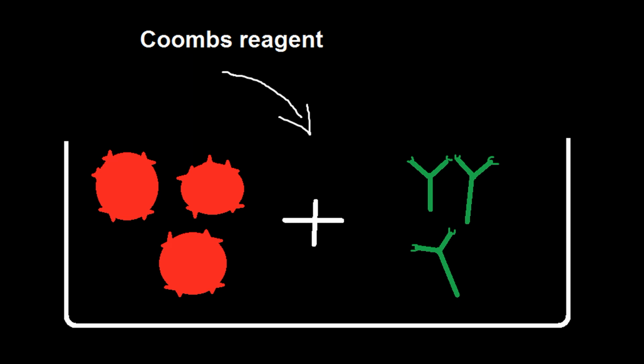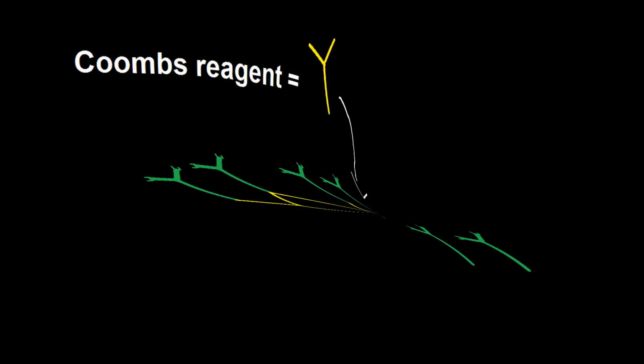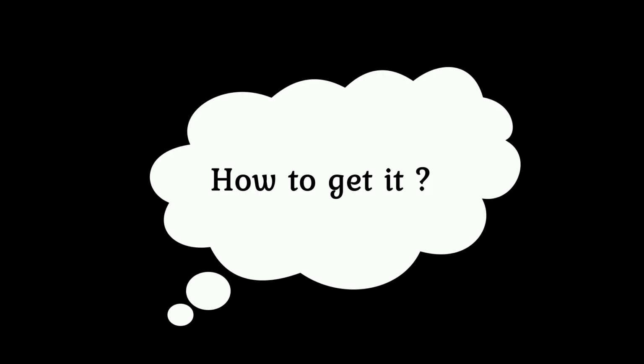contain red blood cells with antigens on their surface and specific antibodies of that antigens. The Coombs reagent is a fluid that contains anti-immunoglobulins. It means that it contains antibodies that can recognize and fix human antibodies. But how can we make it?